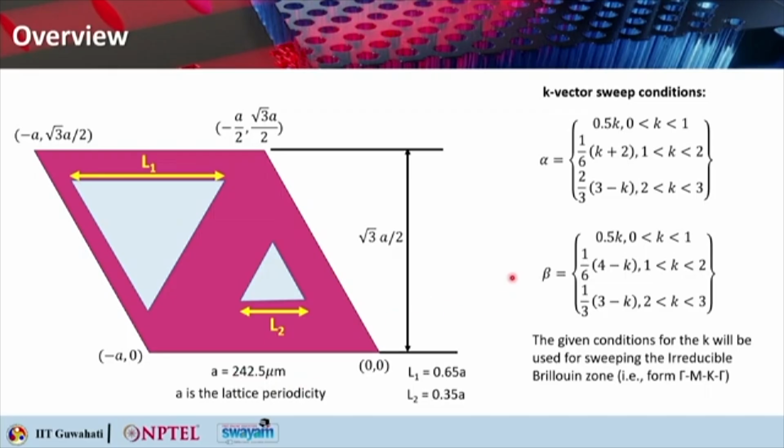Kindly go through the earlier simulation of the topological photonic insulators. You will see that for the K vector sweep we require these two conditions, alpha and beta, for different ranges of K. These are the conditions given for the wave vector K that will be used for sweeping the irreducible Brillouin zone. That means we have to go, this has to be corrected, from gamma to M to K to gamma and so on.